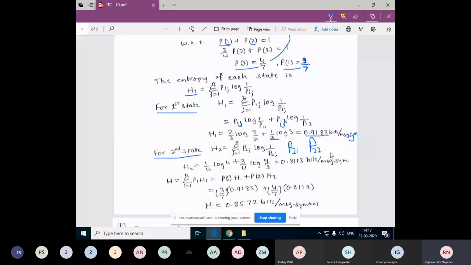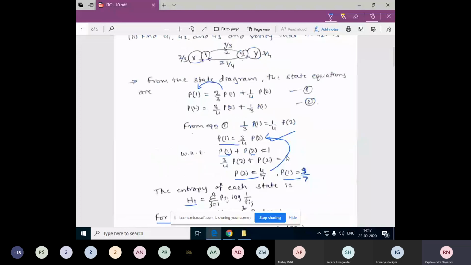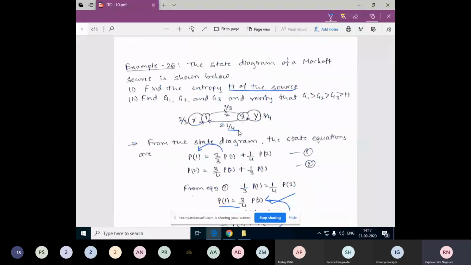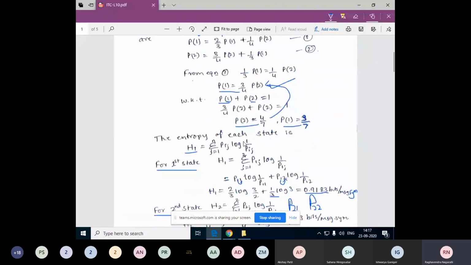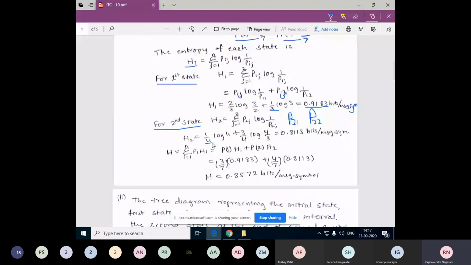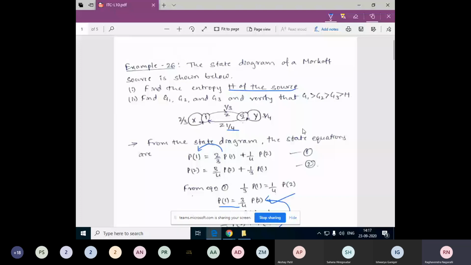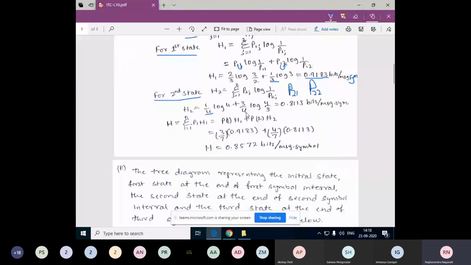So what is the probability of P21? P21 is the transition from 2 to 1. It is 1 by 4. That is what is substituted here, 1 by 4. And P22, the probability of transition from 2 to 2 itself, is 3 by 4. That is what is substituted here, 3 by 4 log 4 by 3. After calculation, this is what we get: 0.8113 bits per message symbol.